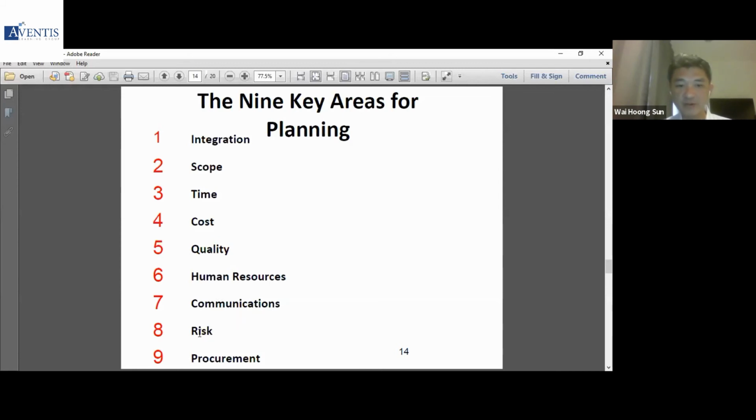Risk as well, right? Evaluating the risk that is in the project, right? Identifying which are high risks, which are medium risks, which are low risks, right? And procurement: managing of suppliers, managing of items that need to be purchased for the projects. So these are the 9 key areas for planning.